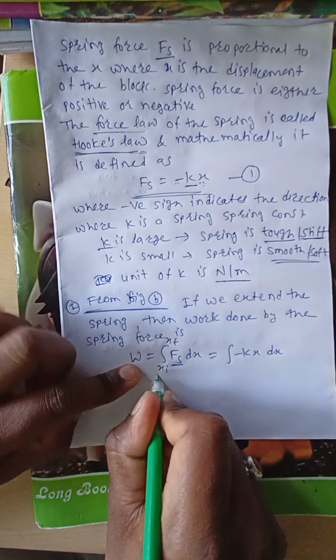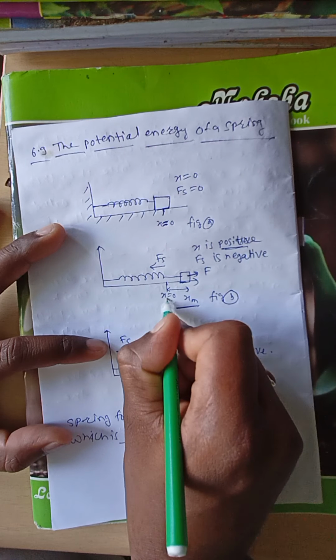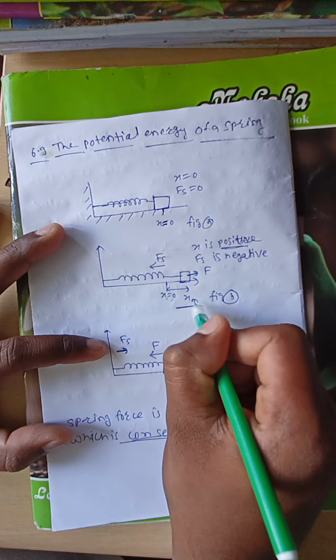Now, when we extend that spring, its initial position is x equal to 0 and the final position is xm. So the initial position is 0 and the final position is xm. This is equal to minus k, which is constant, then the integration of x into dx from 0 to xm.